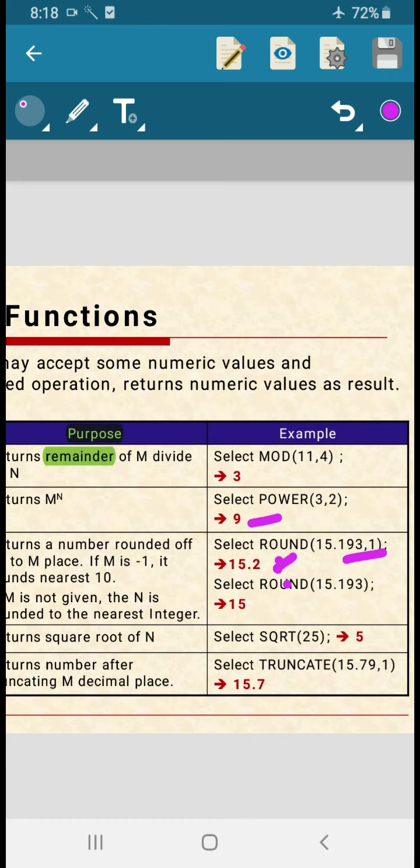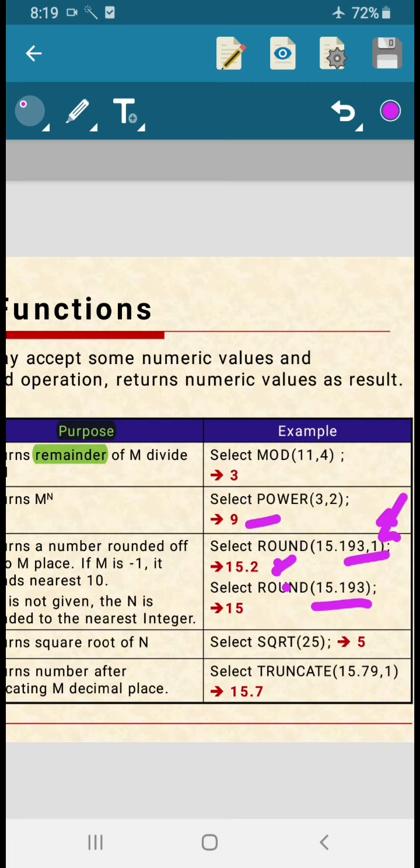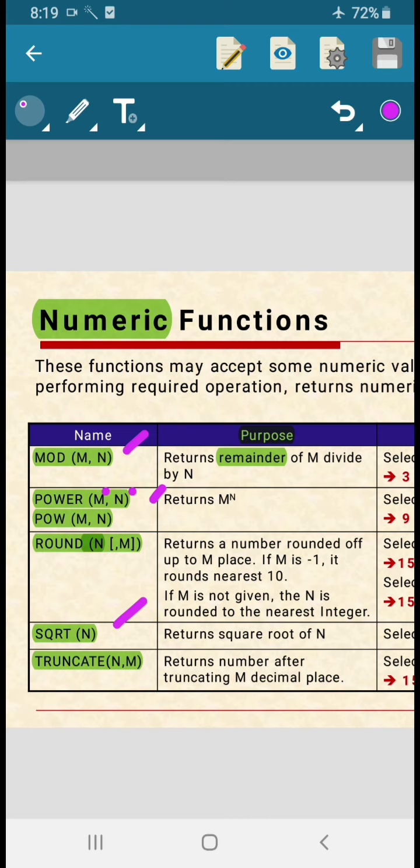Suppose it is 15.913, then that is the case. The answer will be 16, not 15, because the decimal value is more than 0.5. That's why it is rounded towards the integer, that is 16. Okay, students, that is about round. If it is a negative value, again it goes to the nearest tens. Next, square root, SQRT. Most of the questions you will get from this function, square root, power, modulus, and round.